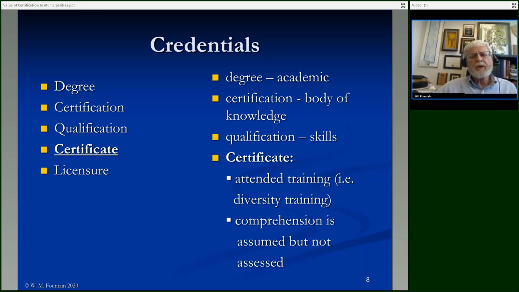Then we have a certificate. One of the real emphasis in our society now is on diversity and appreciation for diversity, for tolerance. And so a certificate program is oftentimes where we, the individual employed in a company or in a university, we have to go through that diversity training.